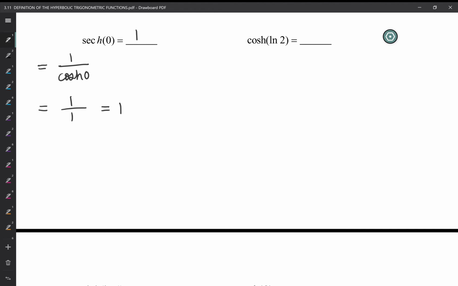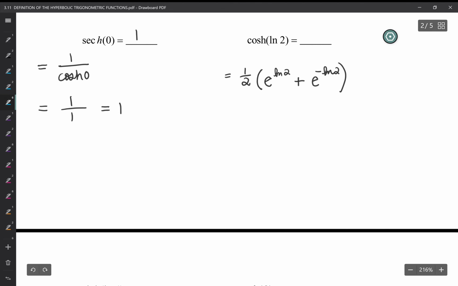Next we have something a little bit different. Now we have the hyperbolic cosine of the natural log of 2. This is equal to 1/2 times e to the natural log of 2 plus e to the negative natural log of 2. The most common mistake I see is with that negative exponent. You want to keep in mind that this is the same thing as e to the natural log of 2 to the negative 1. So that's e to the natural log of 1/2.